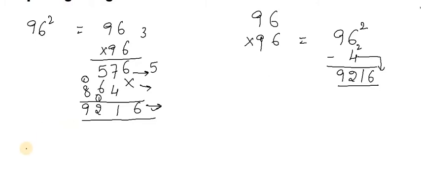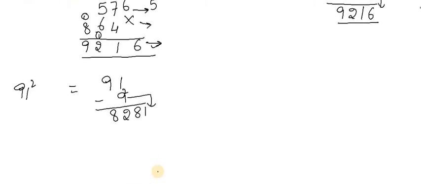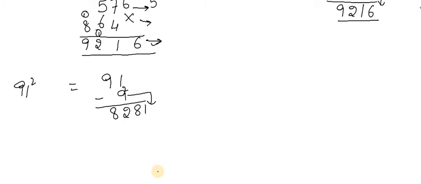So let's go with one more example, that is 91 square. Simple. 91 is less than 100 by 9. So 91 minus 9 is 82, and the square of 9, write down. That's it. So shall we move on with one more example? These are very near to 100.